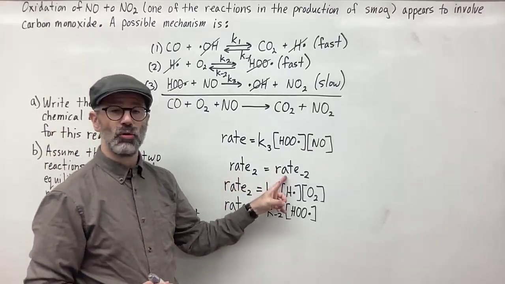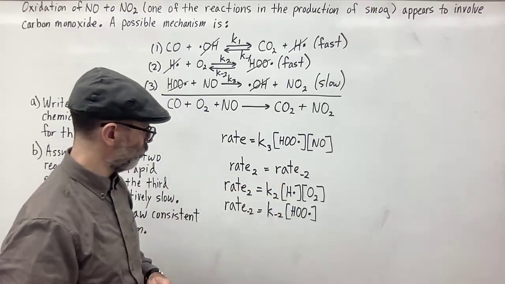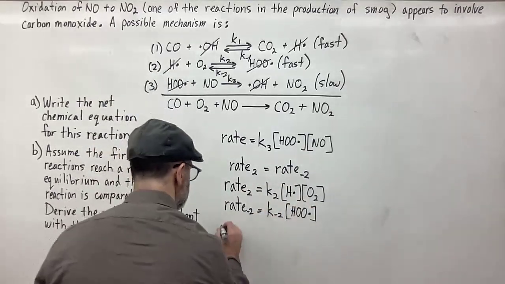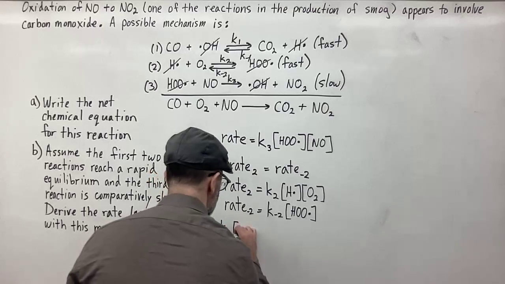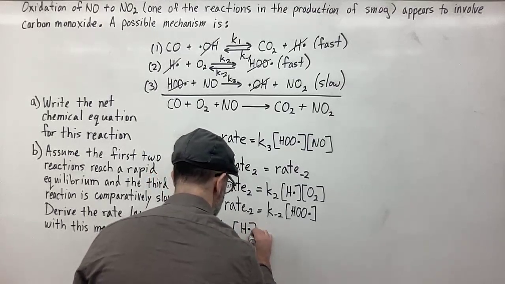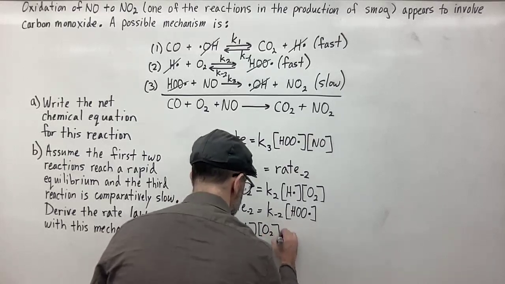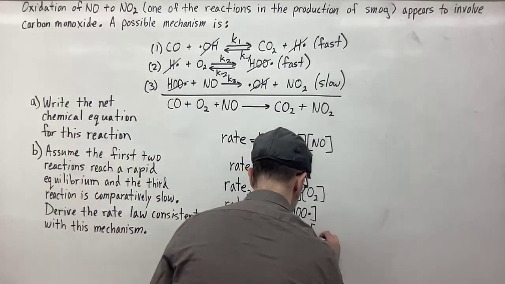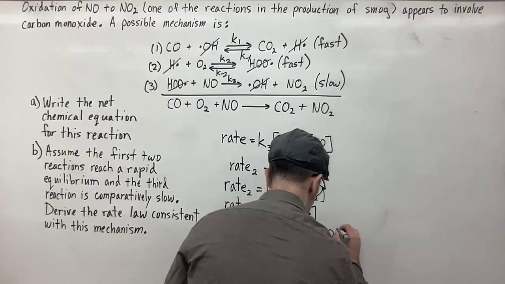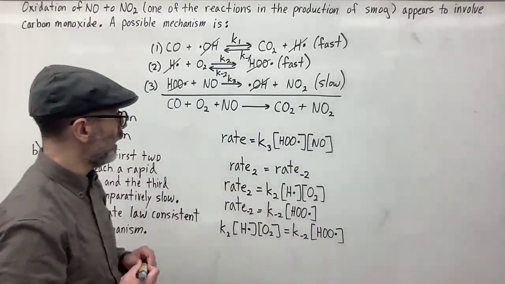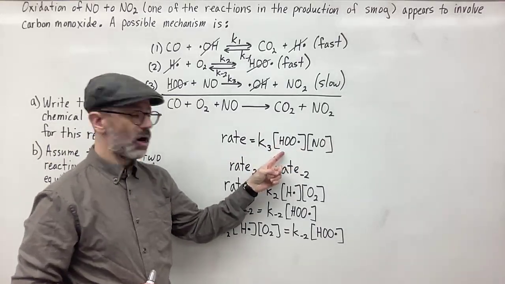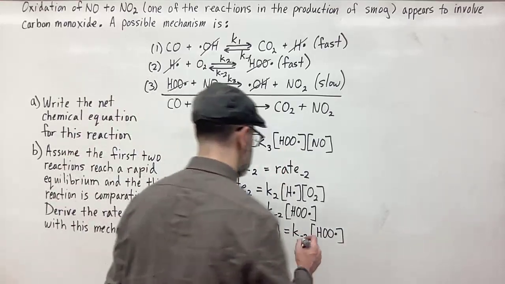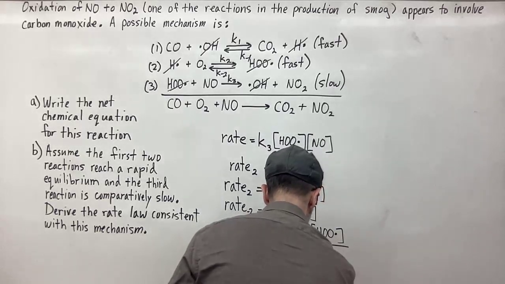And since the rate 2 is equal to the rate minus 2, then therefore these two are equal to each other. So we'll substitute these in for these. So rate 2 becomes this. So we know that K2 times the H radical concentration times the concentration of O2 is equal to this here, which is K minus 2 times the free radical of HOO dot concentration. And since we're trying to substitute something here, we want to substitute this. So we're going to solve for HOO dot, which means we're going to divide both sides by K minus 2.